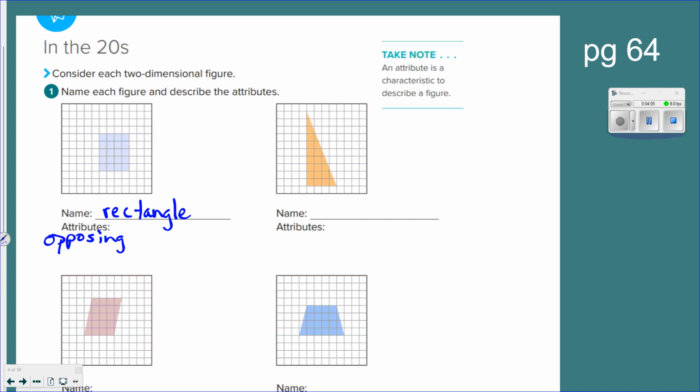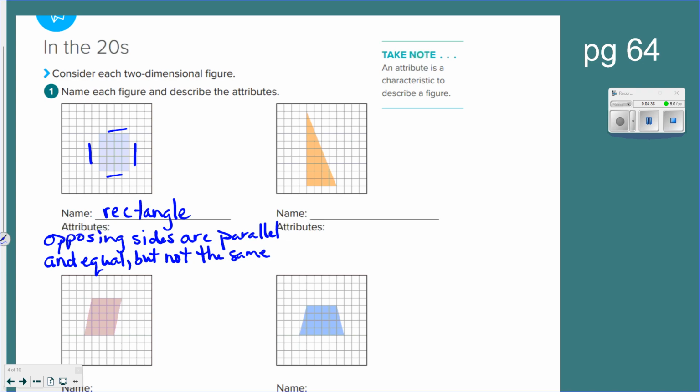And I'm going to put what you guys said, and we're going to put that together. Opposing sides are parallel and equal to each other. Actually, I'm going to say equal, but not the same. That makes sense. Because this is the same length as that, but it is not the same as this. Make sense? This side is the same as this side. The opposing sides are parallel, and they're equal to each other, but the 4 sides are not equal to each other. There's one other really important thing that makes it a rectangle.